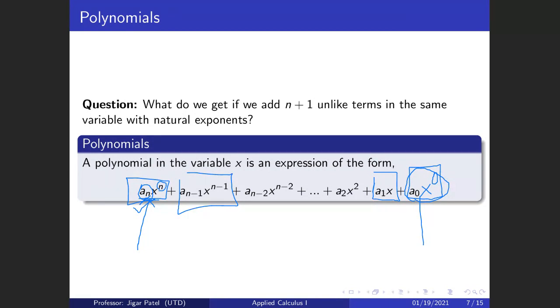Let me tell you that polynomials are classified by their degree, like numbers are classified by their value. If I give you two numbers, 3 and 5, you would immediately say that 5 is bigger than 3. So this is what we mean by numbers are classified by their value, right? Same way, polynomials are classified by their degree.